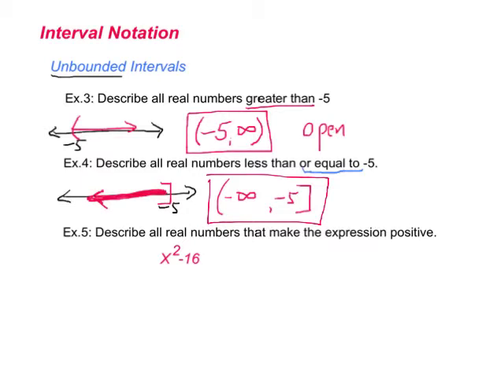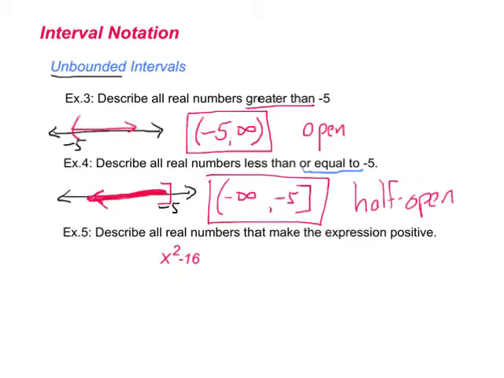Now this is what we call a half open interval. It's half open because we have one hard bracket and one soft bracket. Now we could also call it half closed. Is the glass half empty or half full? You decide. Either way is fine.